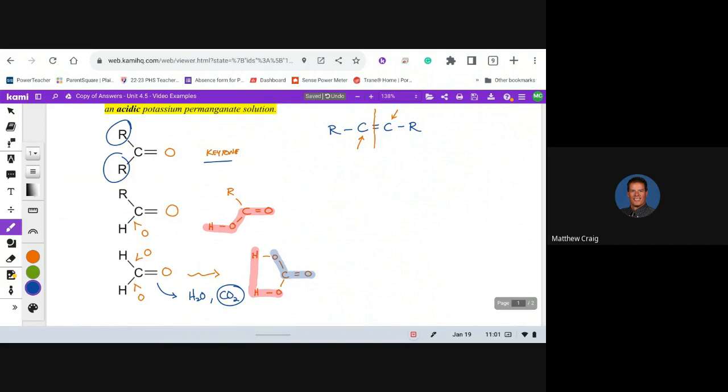Okay, and then in this one, we form a carboxylic acid, and here we form a carbon dioxide.